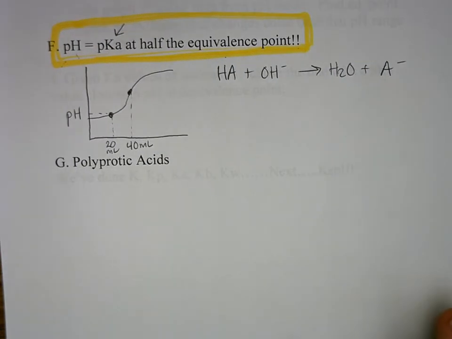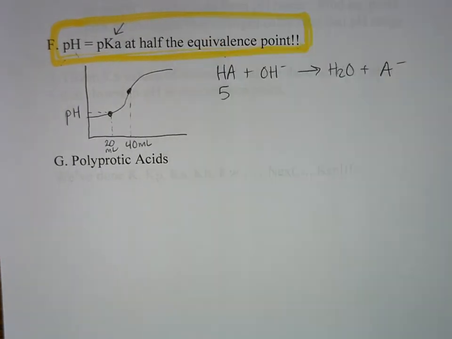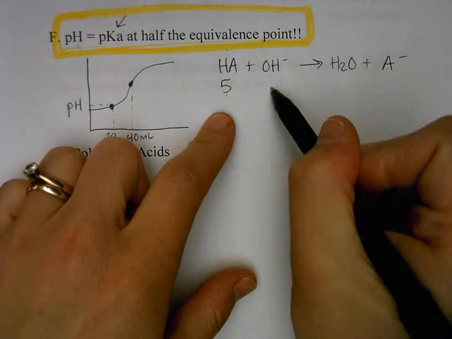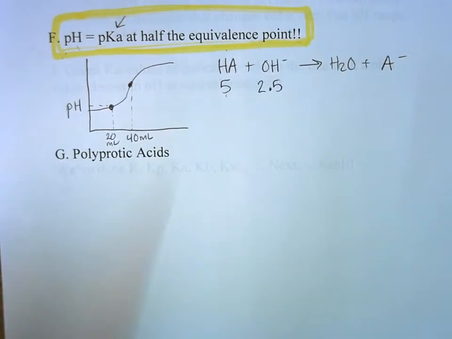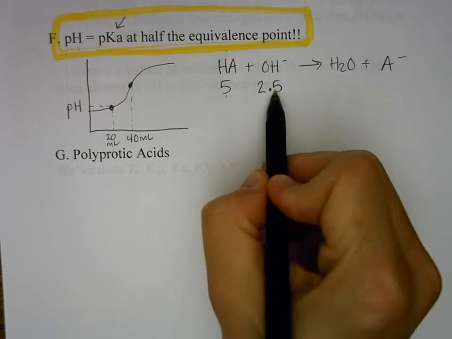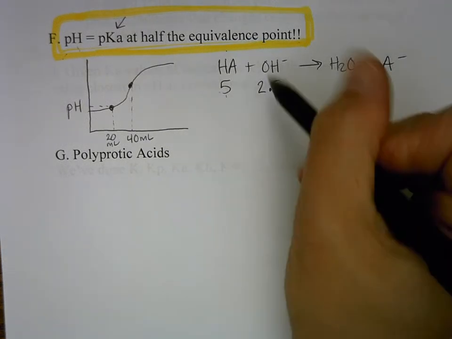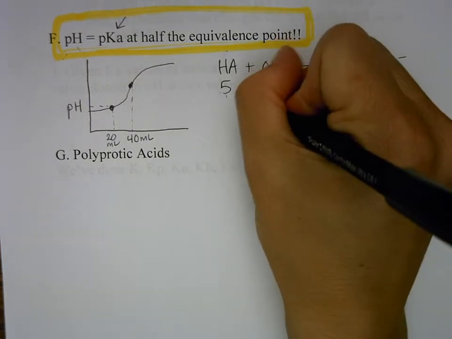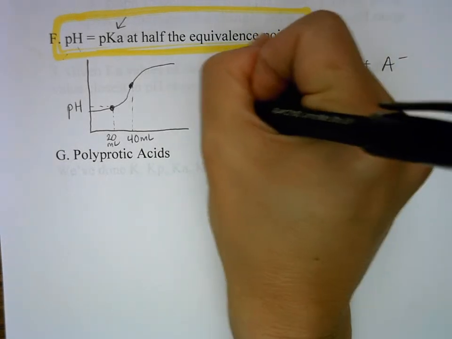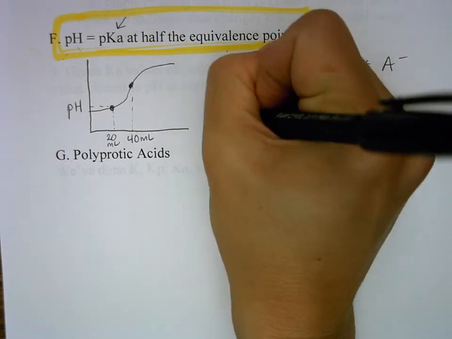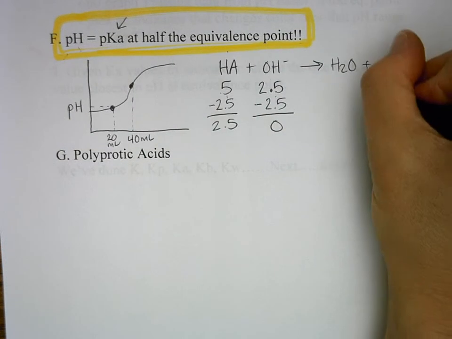If I start out with 5 millimoles of the weak acid, at the equivalence point it would be 5 and 5. So half the equivalence point would be 2.5. Right here I have half the amount of millimoles of the base. So if I do my whole little table here, I subtract 2.5 and get 0, subtract 2.5 and get 2.5 right here, and then I do 0 plus 2.5.